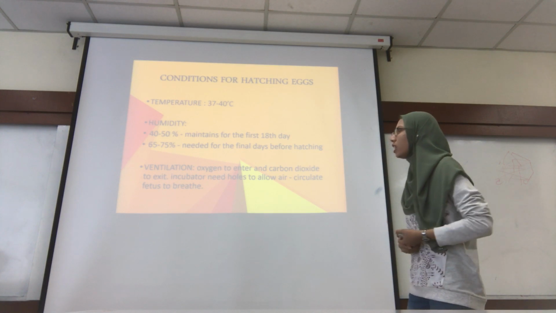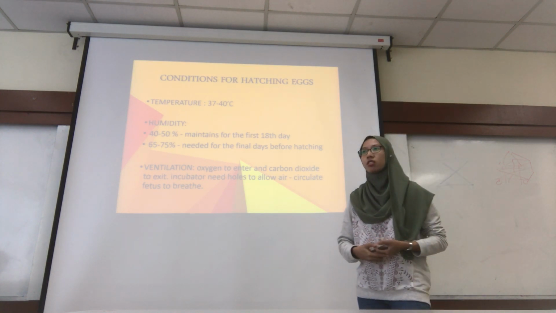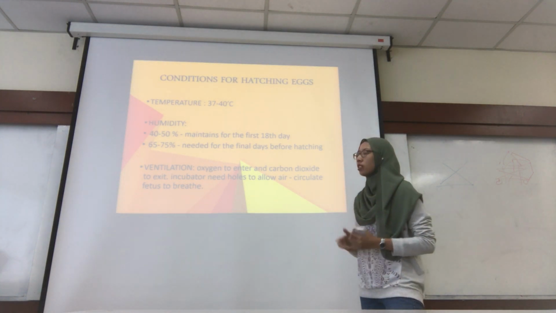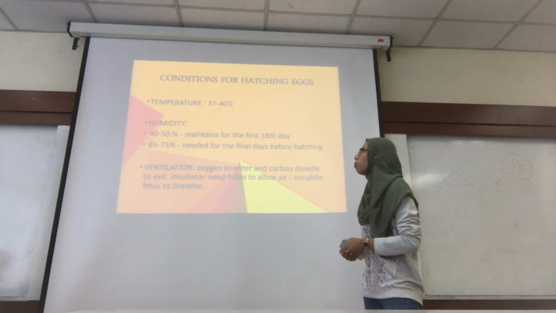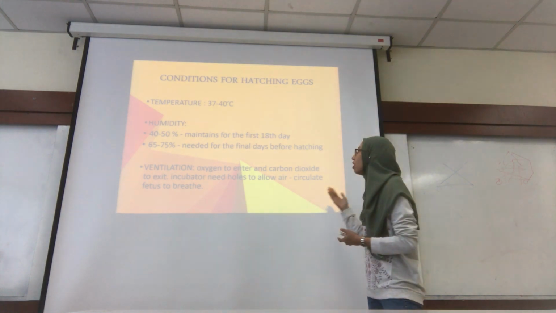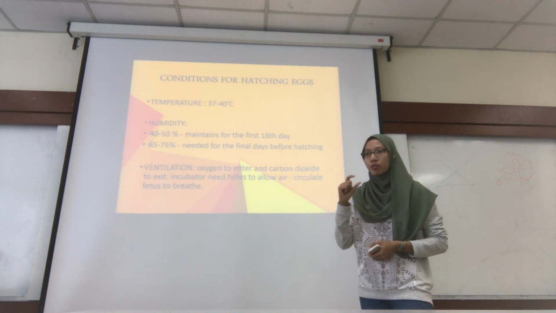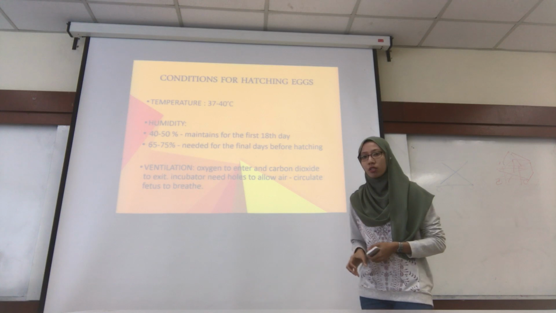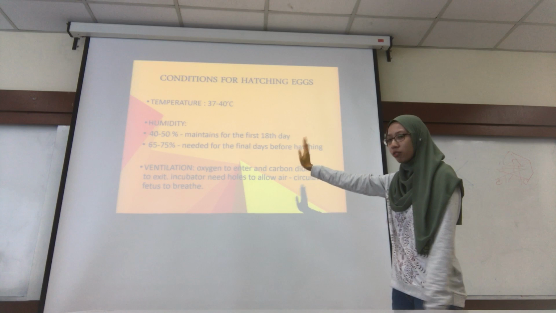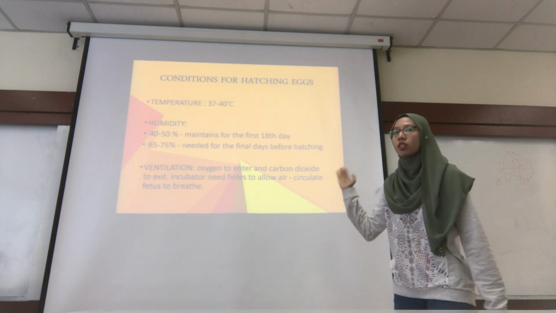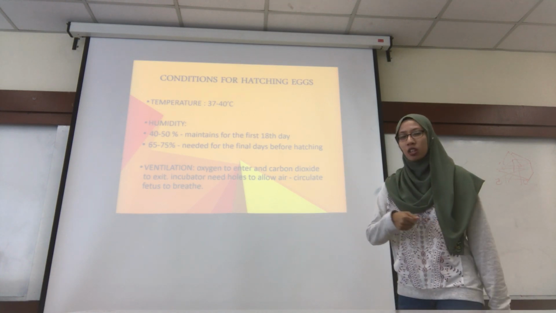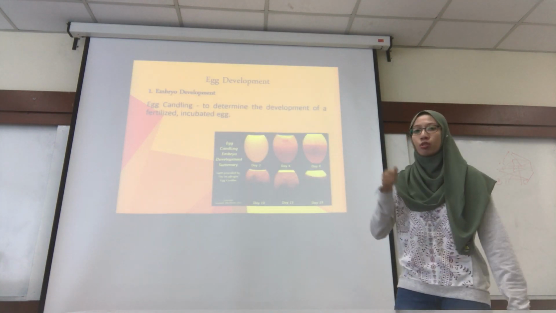Okay, as we already did the experiment before, it is more important to maintain the temperature, because if the temperature is higher than 40 degrees Celsius, the chick will become cooked. The leg of the chick will become cooked. So it's very important to maintain the temperature at 37 to 40 degrees Celsius, and also the humidity. So I will pass to the next slide to Nabilah to explain about the egg development and also conclude.